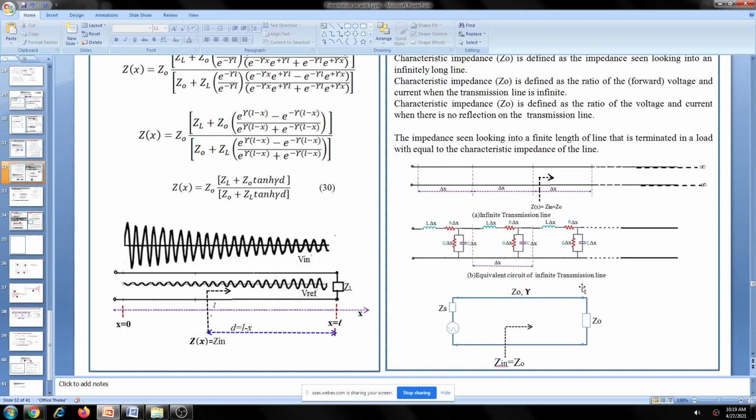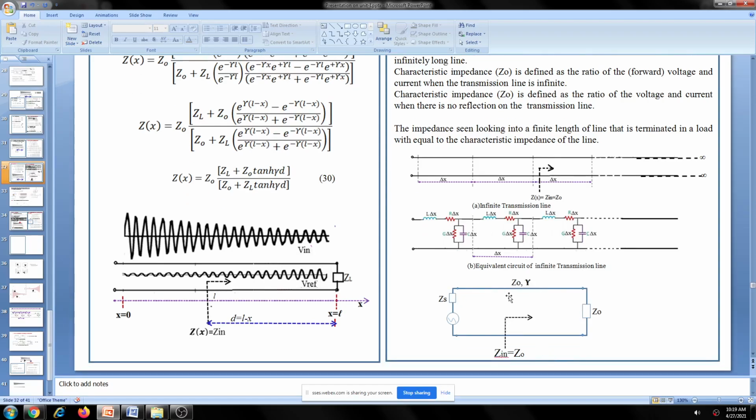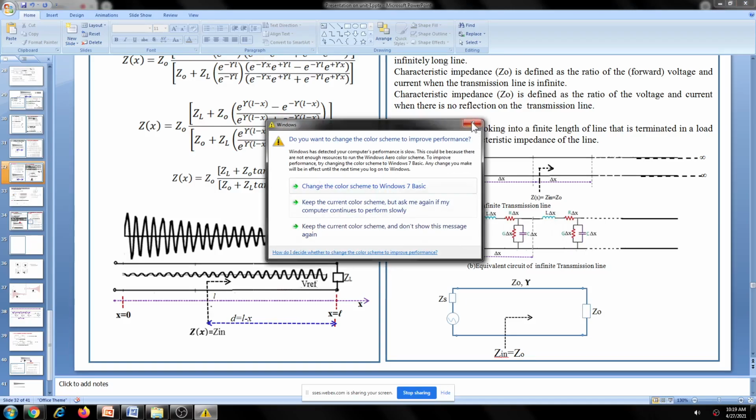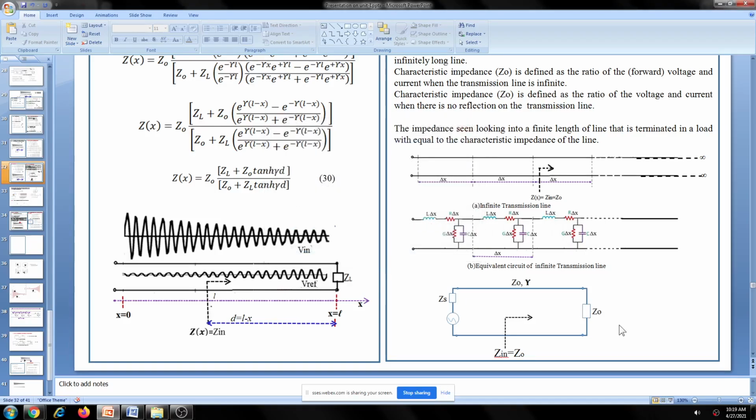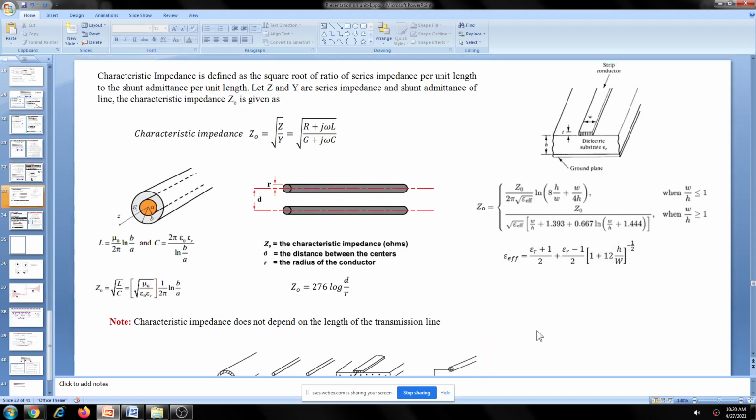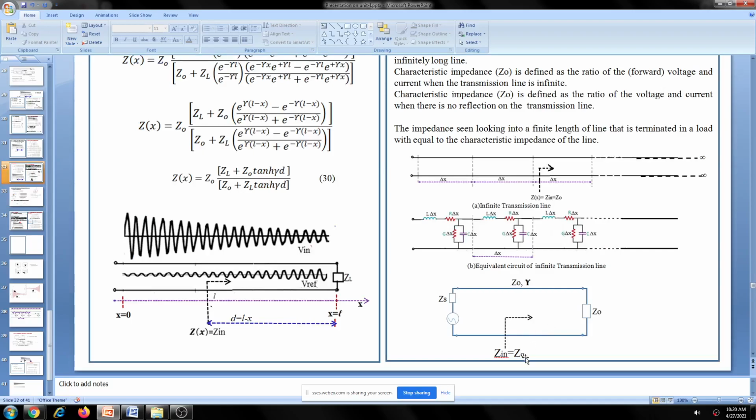Another thing: if you take a transmission line that is finite in length, but it is terminated with its own characteristic impedance Z0, then as we saw in theory, there is no reflection. Automatically, if you measure the impedance looking into it, it is equal to Z0, the characteristic impedance.